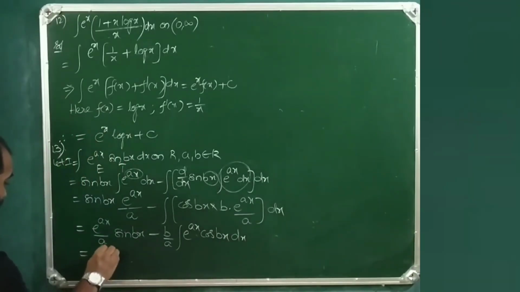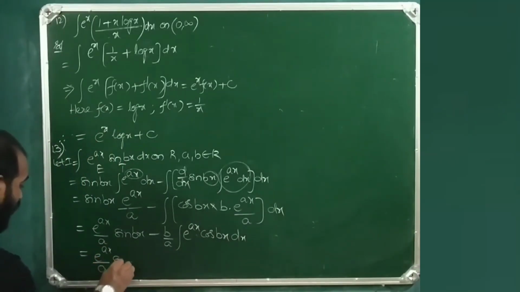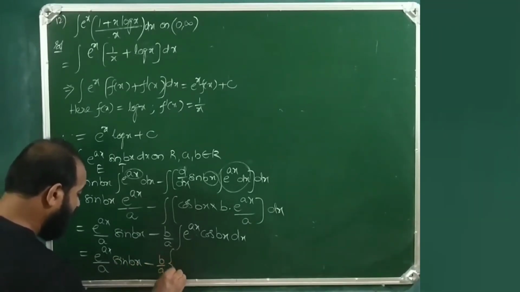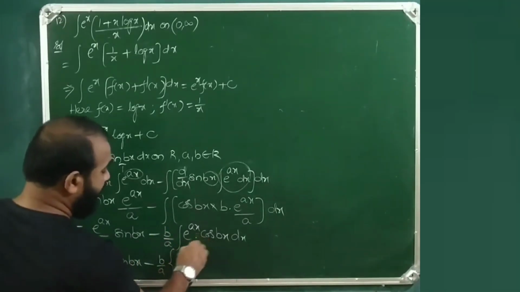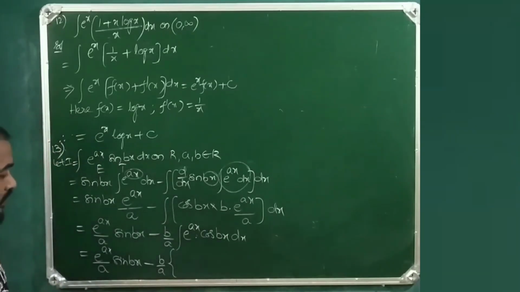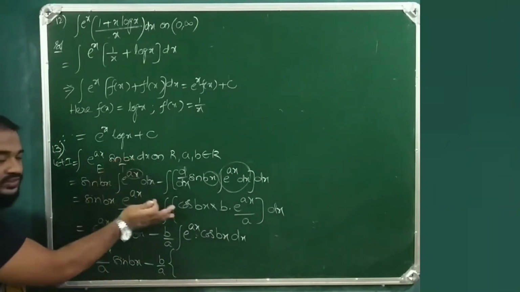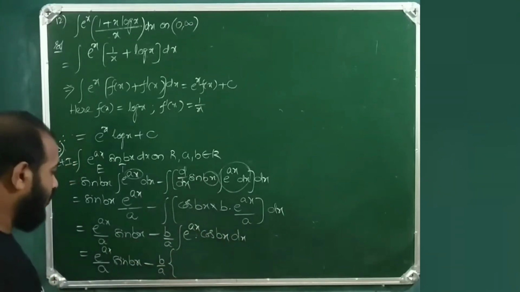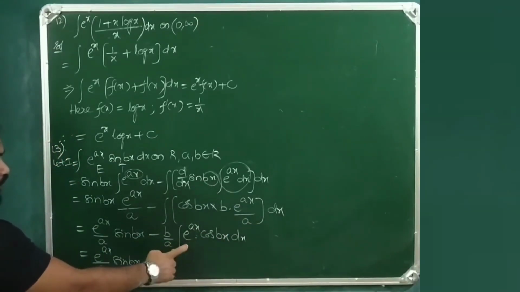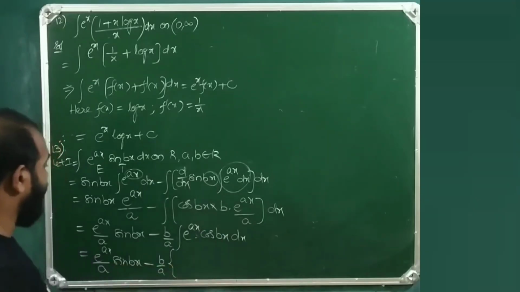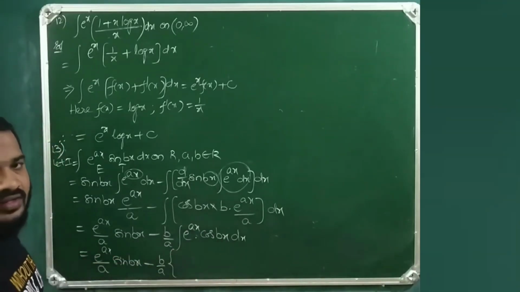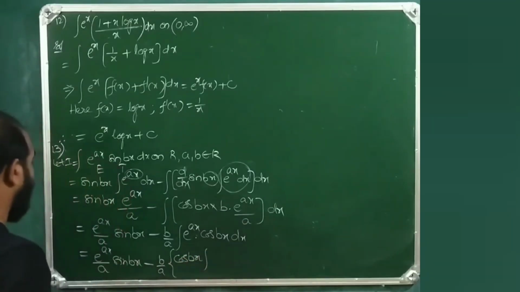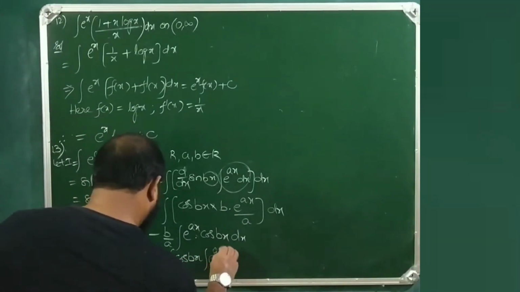This is again e power ax by a into sine bx minus b by a into, see here, again a product of two functions arises. So again, whatever process we have undertaken here, the same is to be applied here also. So here this is exponential function and this is trigonometric function. So trigonometric function is to be taken as the first function. So cos bx into e power ax dx.